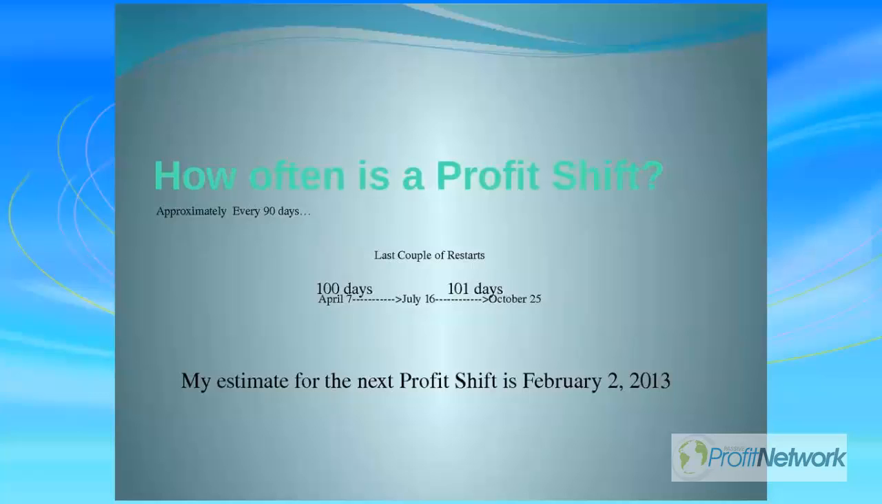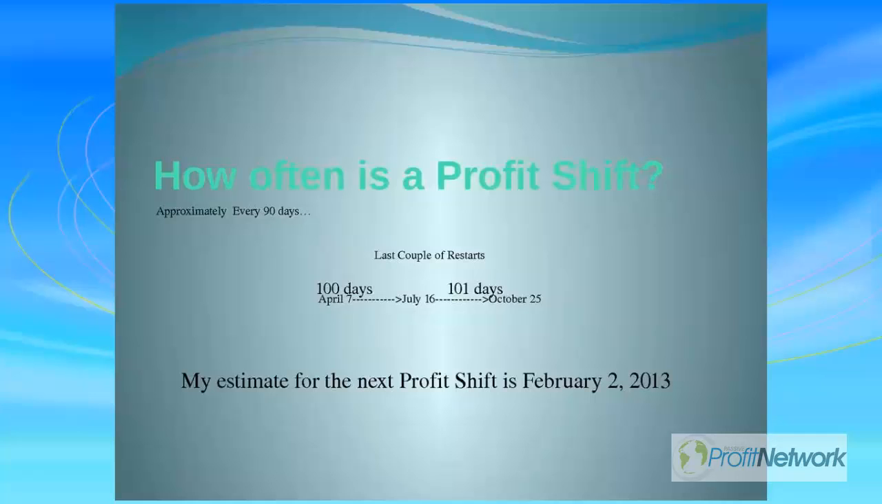Using the research here, we can obviously assume that 100 days from October the 25th is an estimate for the next profit shift, which is February the 2nd, give or take a few days. So based off of this, you guys can start planning how you want to keep your daily earnings up.